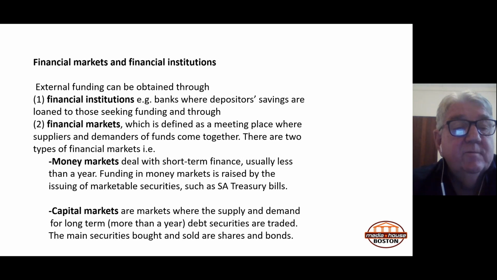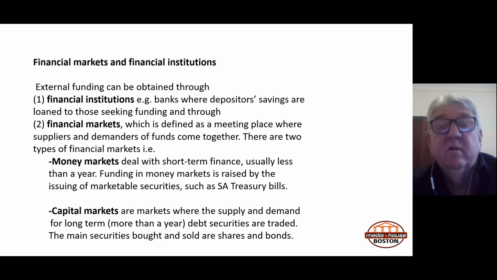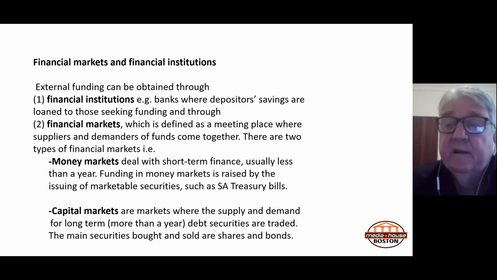Funding in money markets is raised by the issuing of marketable securities, such as SA Treasury bills. So these are short-term money. You can also invest in the money market at your local bank. They will open a money market account for you, and you will get your interest on your money market account. So it's not restricted to businesses only. As I say, you have access to it through your normal bank.